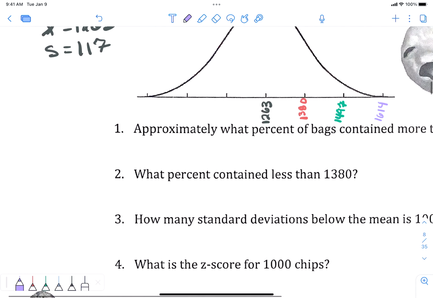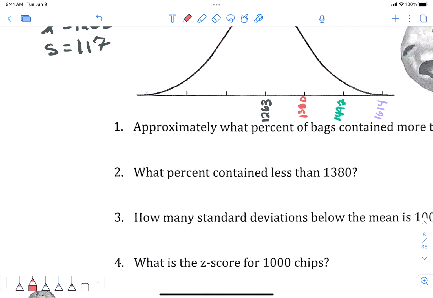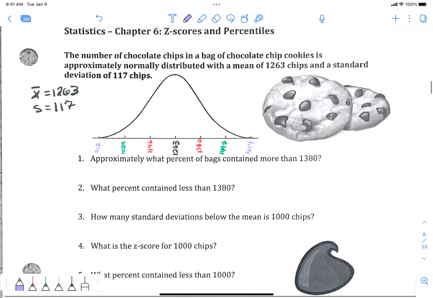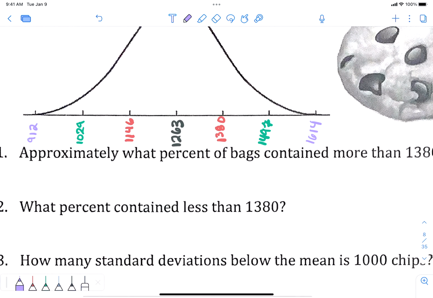If we subtract 1263 minus 117, somebody has got to give it to me. 1146. Okay, then 1029 and 912. Okay, there they are. What was the last number? 912. Yep.